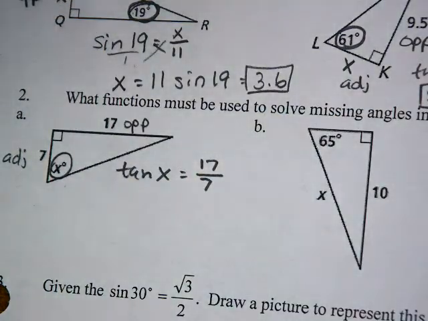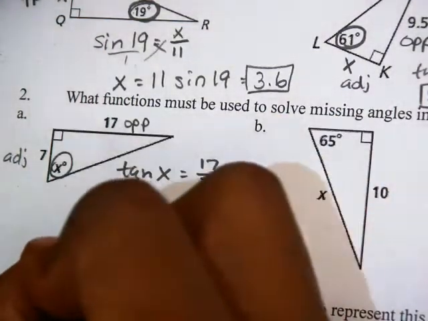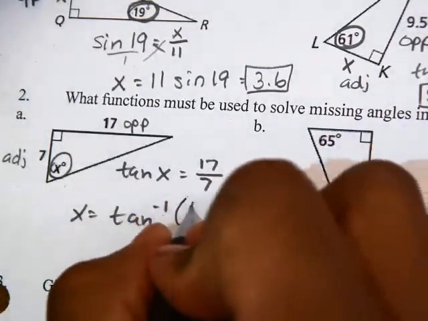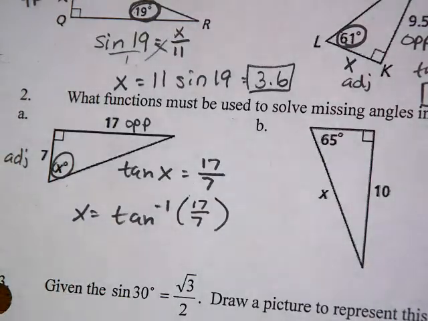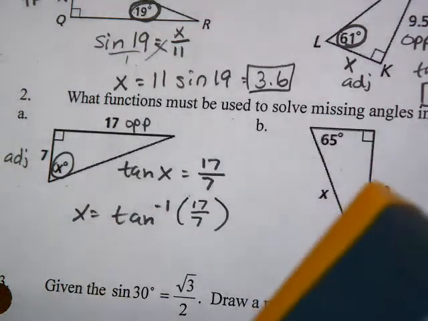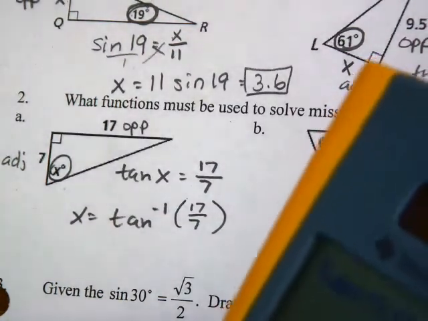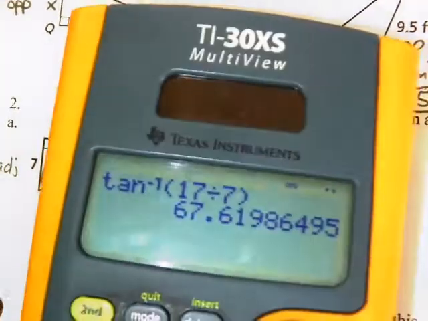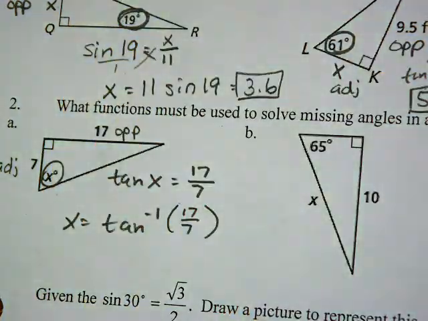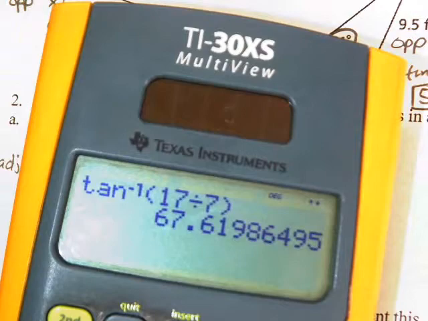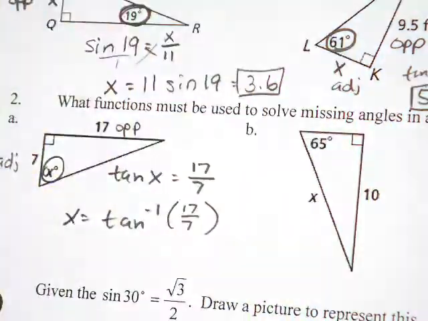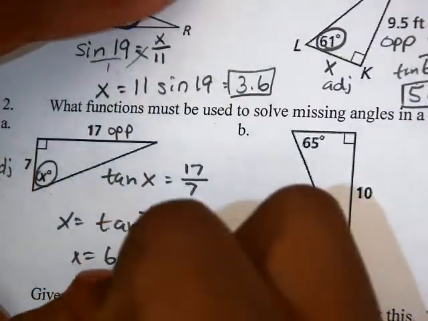And to solve for a missing angle in a right triangle, we need to use the inverse function, the inverse tangent of 17 over 7. That'll tell me what angle has a tangent that's 17 over 7. So inverse tangent, 17 divided by 7, closing the parentheses. On angles, usually the convention is to round to the nearest whole degree. So 67.6 rounds to about 68 degrees.